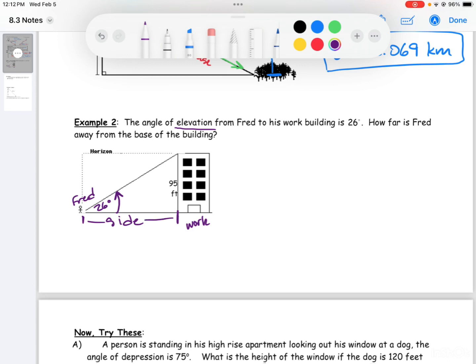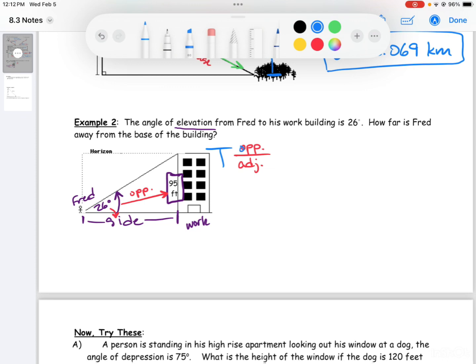Missing side right here. And we are given the height of the building, 95 feet, which when we relate that to our angle of elevation is the opposite. So we're looking for the adjacent, and we are given the opposite. Which trig function uses opposite and adjacent?